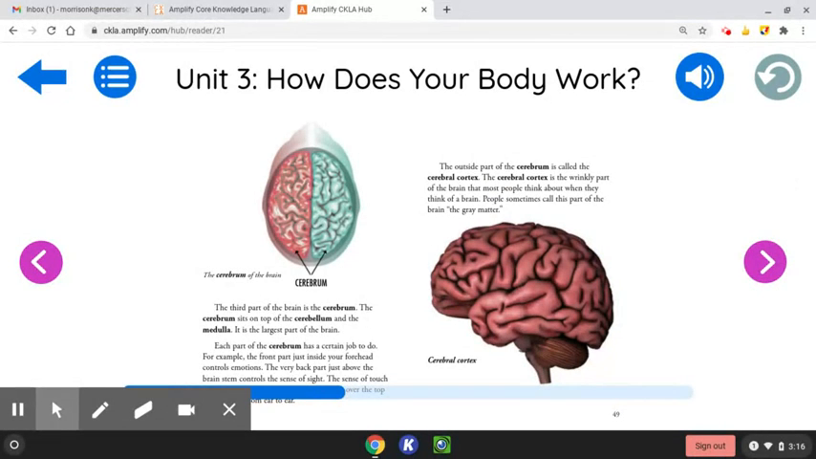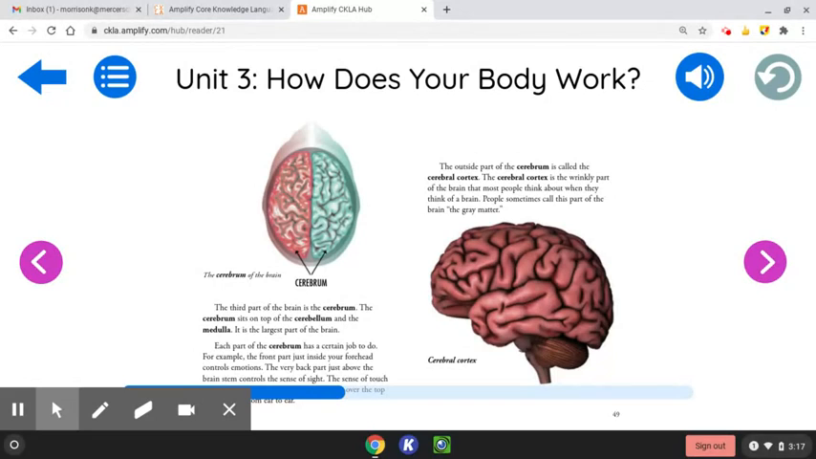The third part of the brain is the cerebrum. The cerebrum sits on top of the cerebellum and the medulla. It is the largest part of the brain. Each part of the cerebrum has a certain job to do. For example, the front part, just inside of the forehead, controls emotions. The very back part, just above the brainstem, controls the sense of sight. The sense of touch is controlled by a strip of the brain running over the top of your head from ear to ear. The outside part of the cerebrum is called the cerebral cortex.